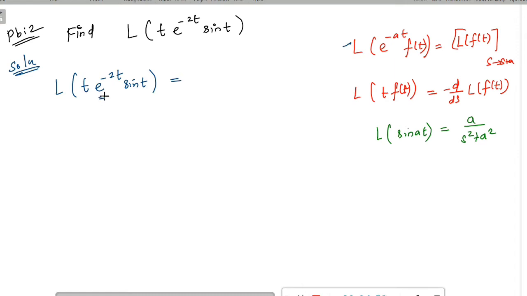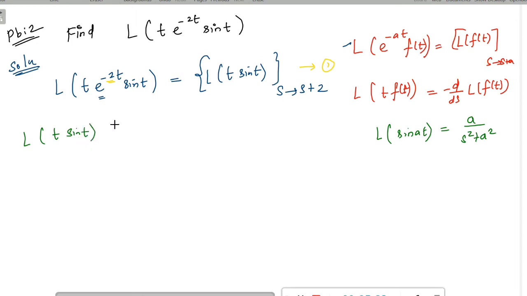If you apply the first property, you may get Laplace transform of t into sin t. After finding this Laplace transform, you have to replace s by s plus 2. So here you get minus 2. So for that you have to put s plus 2. So you have to interchange the sign, right? Now this is equation 1. Now I am going to find out separately Laplace transform of t into sin t. So now I am going to apply the second property.